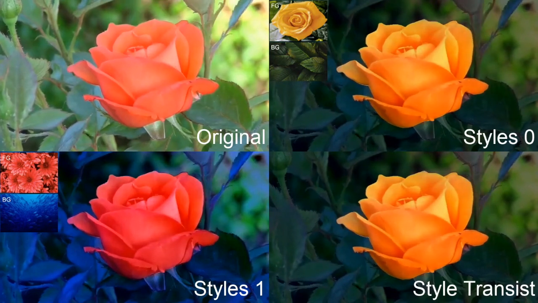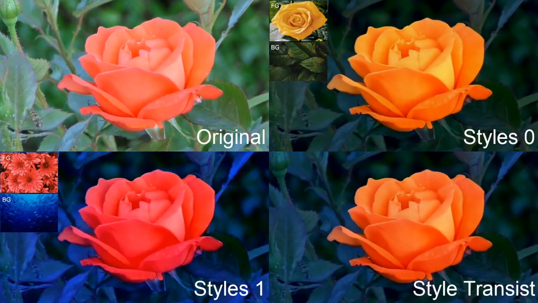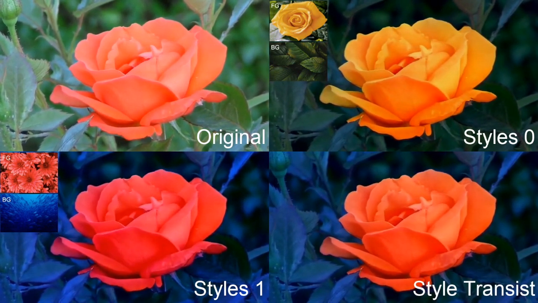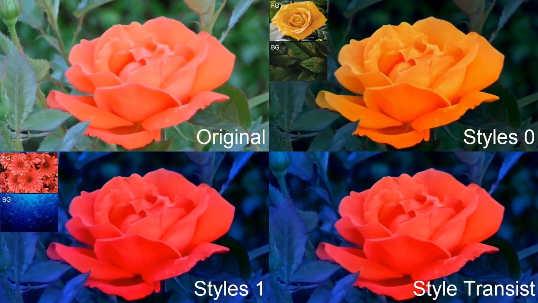Here's an example where we transfer different styles onto the foreground and background of a rose video. Our method can easily transition between different styles in time by interpolating between predicted grids using an appropriate time-dependent weighting function.